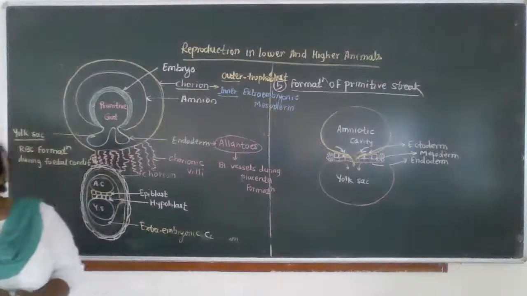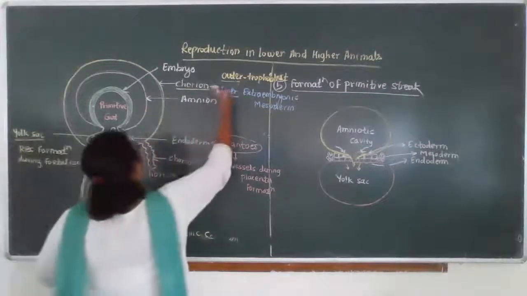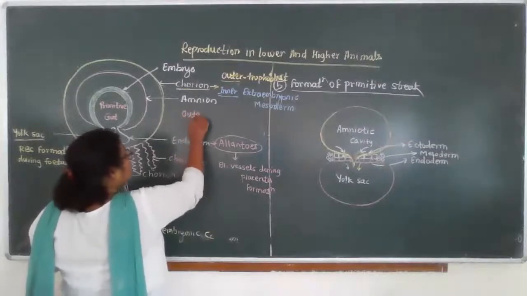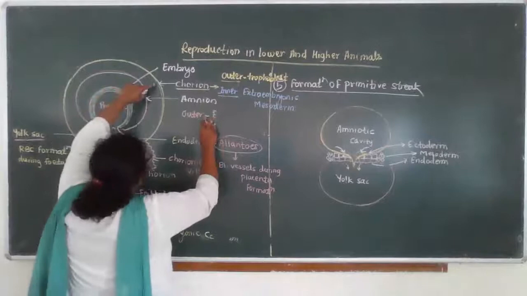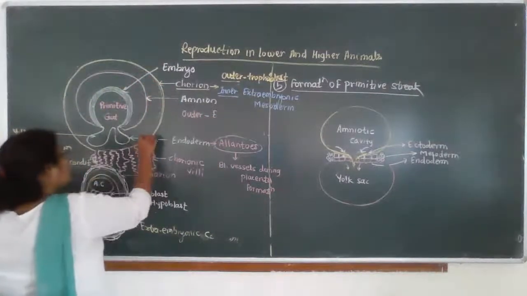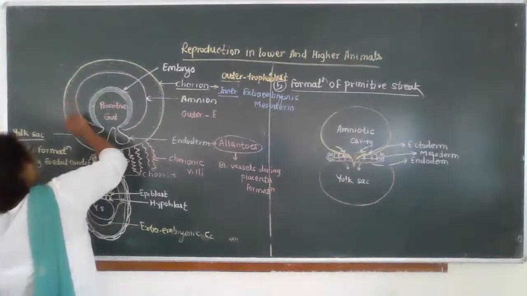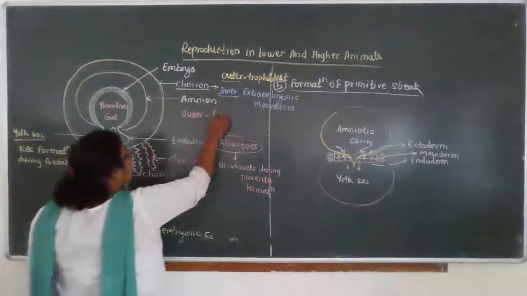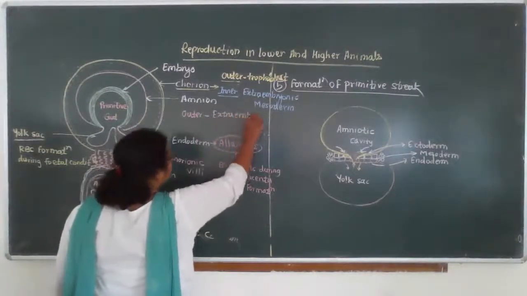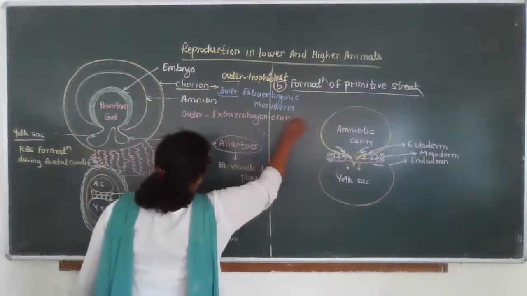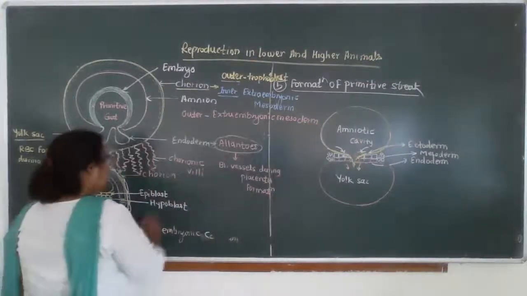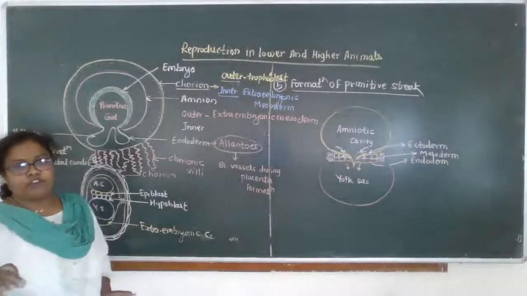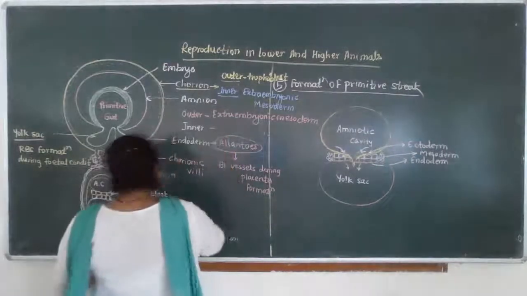Then what about the amnion? The amnion is made up of, just opposite to it, on its outer side, extraembryonic mesoderm. If this is the inner layer of the chorion, this is the extraembryonic mesoderm. So the outer side of the amnion has extraembryonic mesoderm, and the inner side of the amnion is made up of trophoblast.